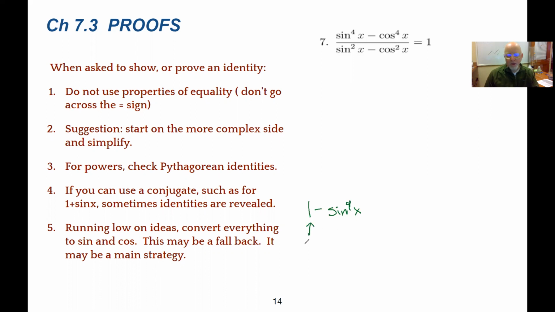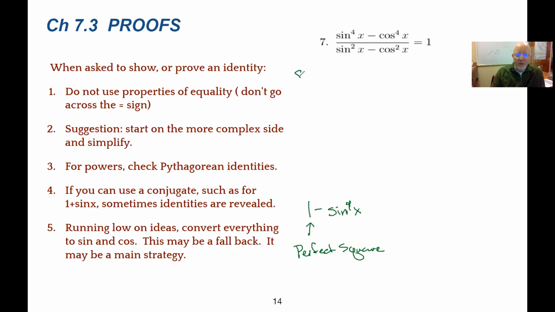Remember, 1 is a perfect square, right? When you see perfect squares, including 1, don't forget that 1 is a perfect square. Think, oh, difference of squares. So I'm definitely going to work on the left side of this. The right side of this is already 1, so it's very simplified. We're going to leave the right side alone, work on the left side.